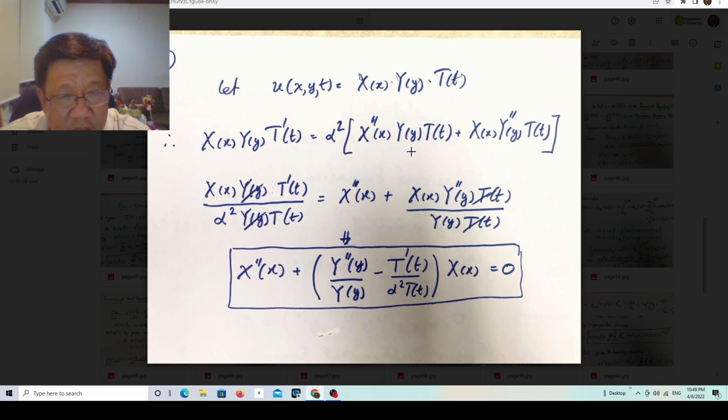On the left hand side, since you divided by alpha square, the first term has the only remaining term as the second order of capital X in terms of x. And in the second term, the capital T terms can be cancelled to each other. But on the other side you still have X of x and the second order of capital Y in y, divided by capital Y as a function of y.